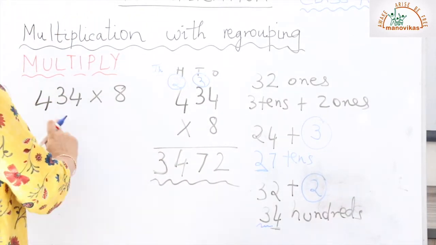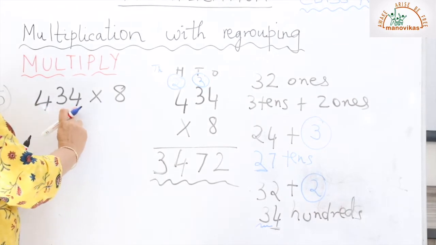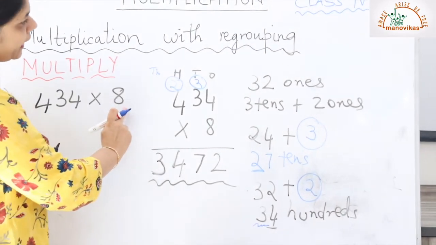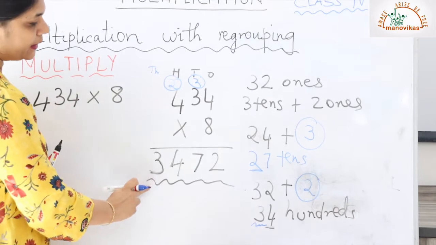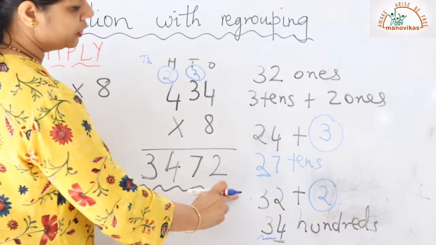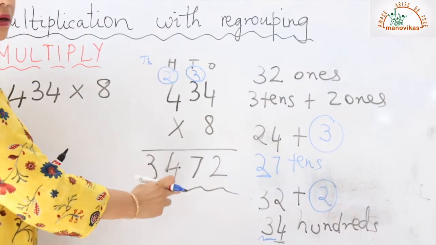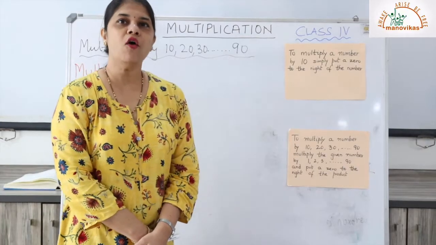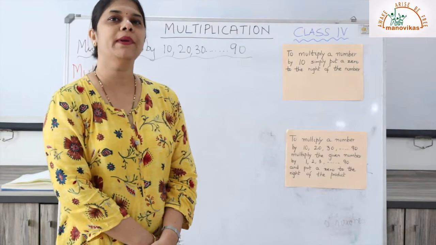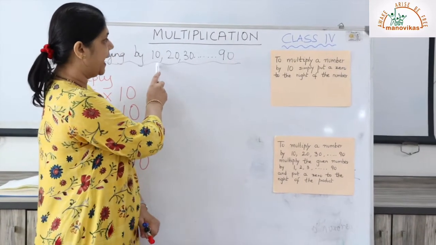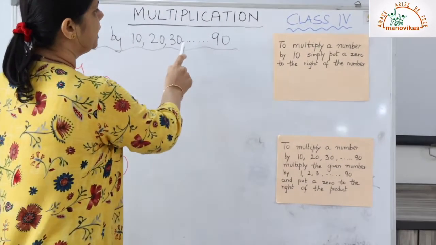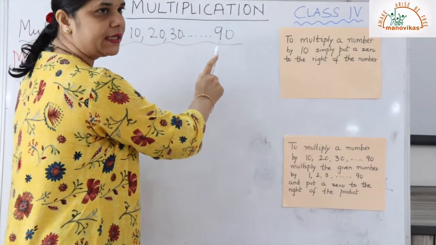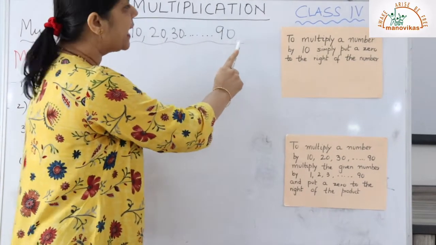So what is the answer? 434 multiplied by 8 will give us 3472. Children, now we will see how to multiply numbers by 10, 20, 30, 40, 50, 60, 70, 80 and 90.